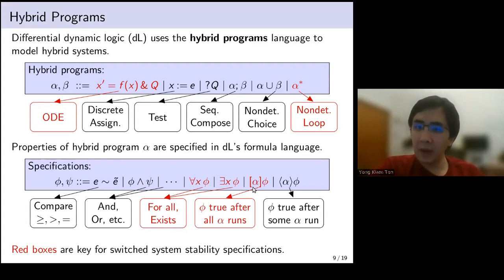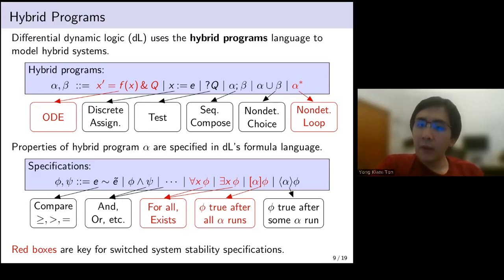And importantly, in the dynamic logic setting, we have the box modality, which says that for all reachable states of the program alpha, the postcondition phi is true. And dually, the diamond modality, which says that for some run of the program alpha, postcondition phi is true.